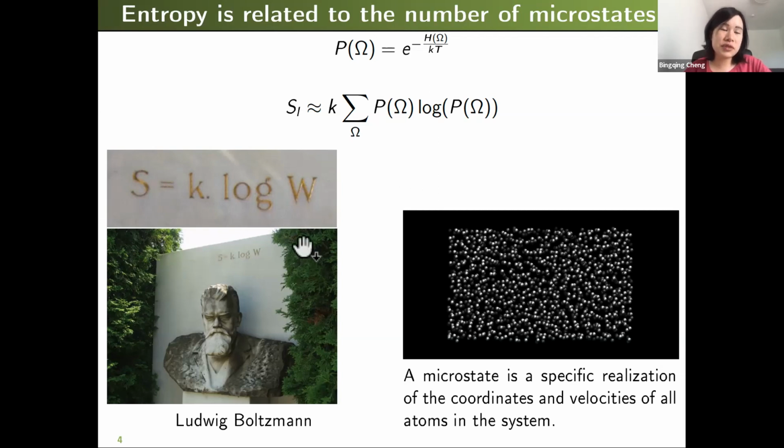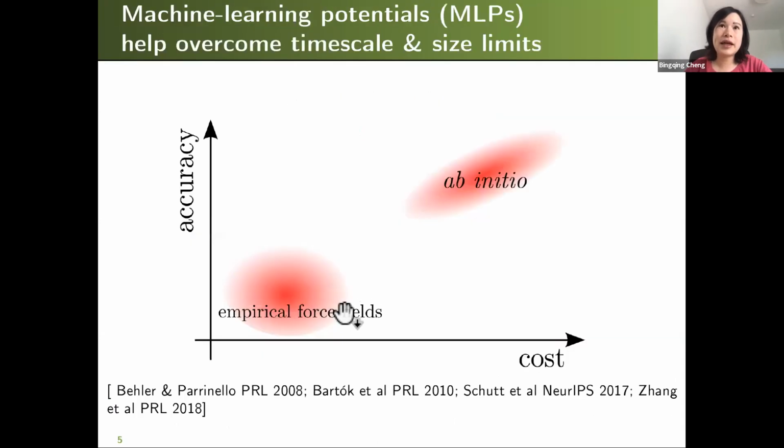This so-called Boltzmann's equation, unfortunately, is not completely correct, because in reality, we not only need to count the number of microstates, but we also need to weigh them appropriately using Boltzmann's distribution. Nevertheless, the point here is that to accurately assess the entropic contribution of the system, we need to exhaustively sample all the relevant microstates, which of course implies a very high computational expense.